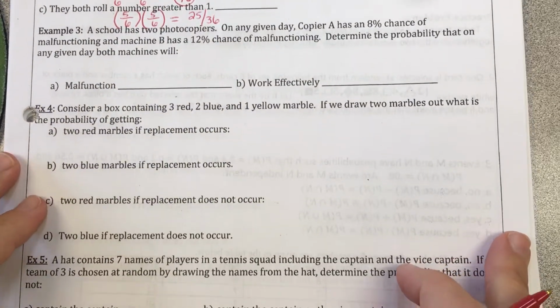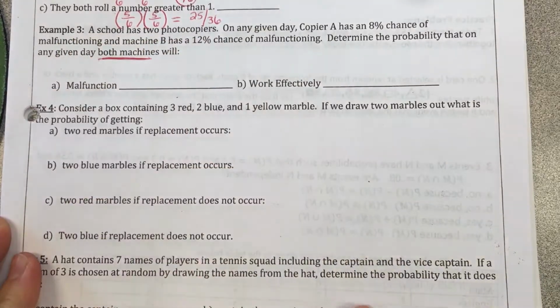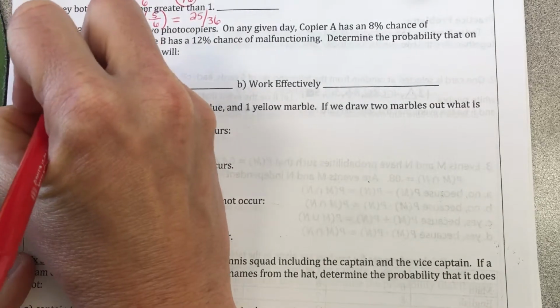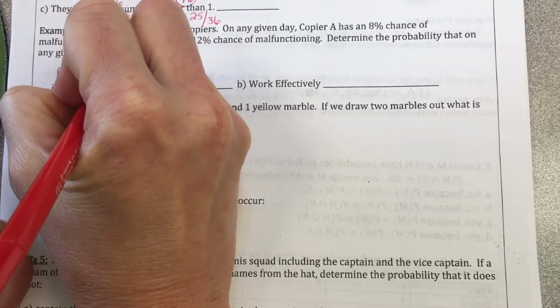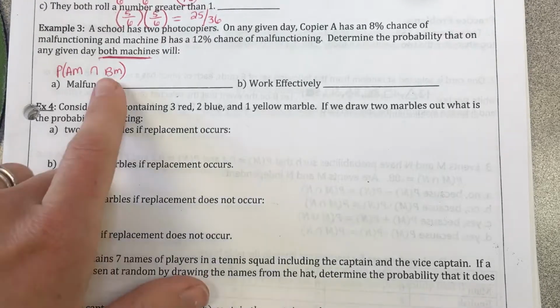All right, example 3. A school has 2 photocopiers on any given day. Copier A has an 8% chance of malfunctioning, and machine B has a 12% chance of malfunctioning. Determine the probability on any given day both machines will malfunction. So I want the probability that A will malfunction and B will malfunction. I'm just trying to write it using this symbol. Since it's an and, I'm going to be multiplying.